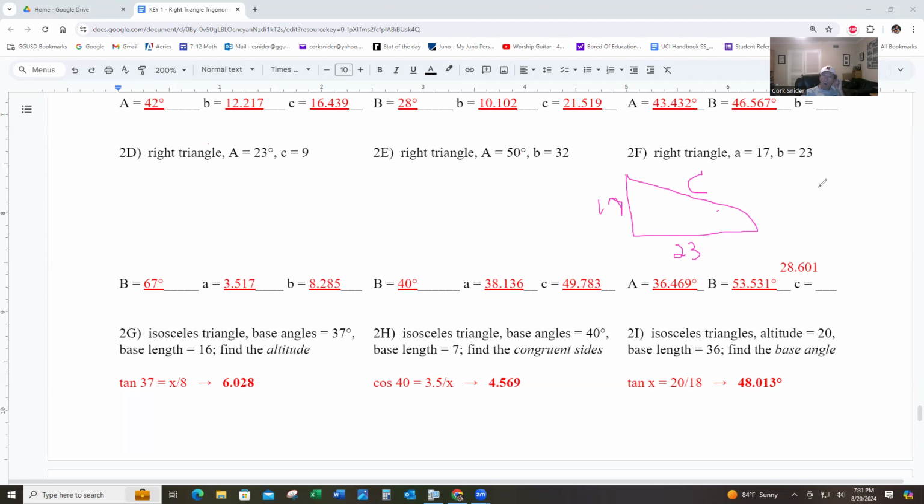I did it before. Did I skip B? I mean, I skipped E, huh? Let me get to E. Let me backtrack on that. I did not do E. Let me do that.